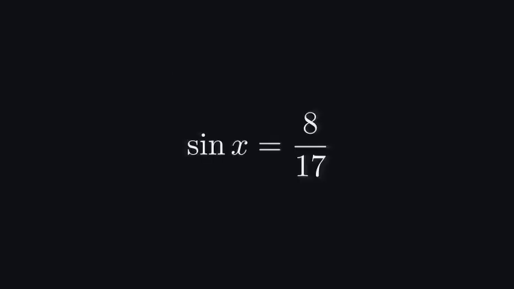To summarize, sin of x equals 8 over 17 gave us the right triangle with opposite side 8 and hypotenuse 17. So, cos of x equals 15 over 17. Also, sin of y equals 5 over 13 gave us the right triangle with opposite side 5 and hypotenuse 13. So, cos of y equals 12 over 13. After substituting and simplifying, the answer is minus 5 over 14. This is the final answer.